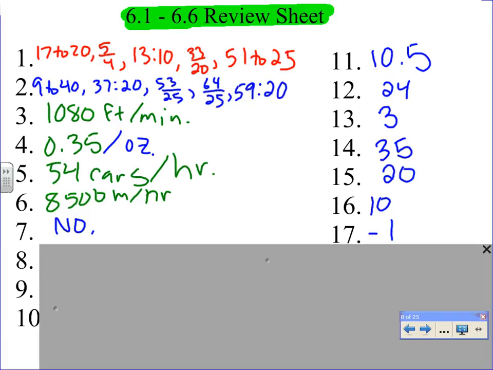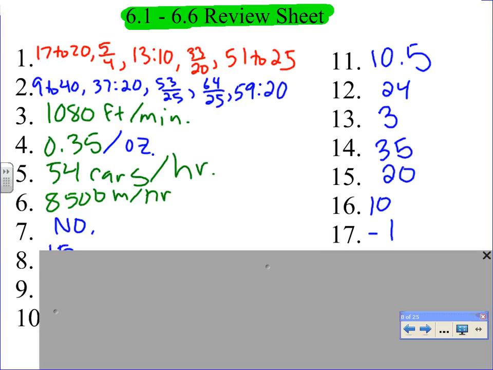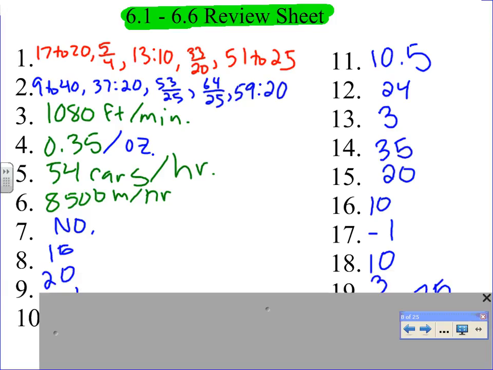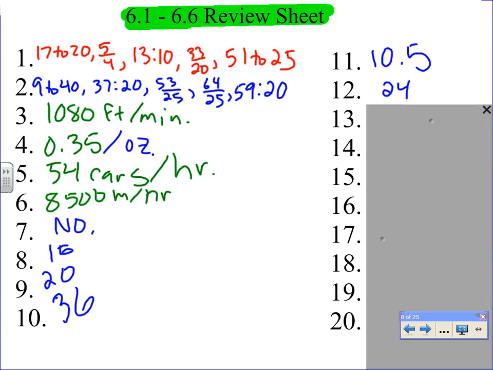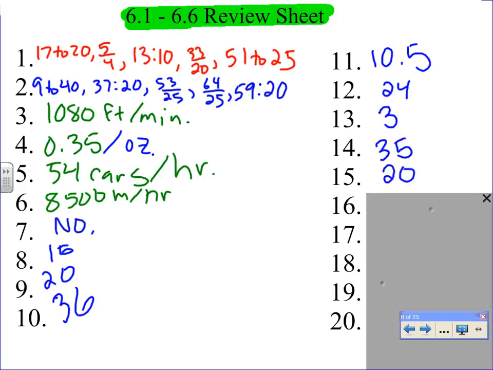Drew, number 8. Good. Nathan S., number 9. Good. 20. Number 10, Josh. Good. B equals 36. Number 11 is 10.5. Number 12 is 24. Skylar, number 13. Good. Ben, number 14. Good. Number 15, Alexis. Good job. Okay, just make sure that you have your answers checked on the first page. Let's go to the second.